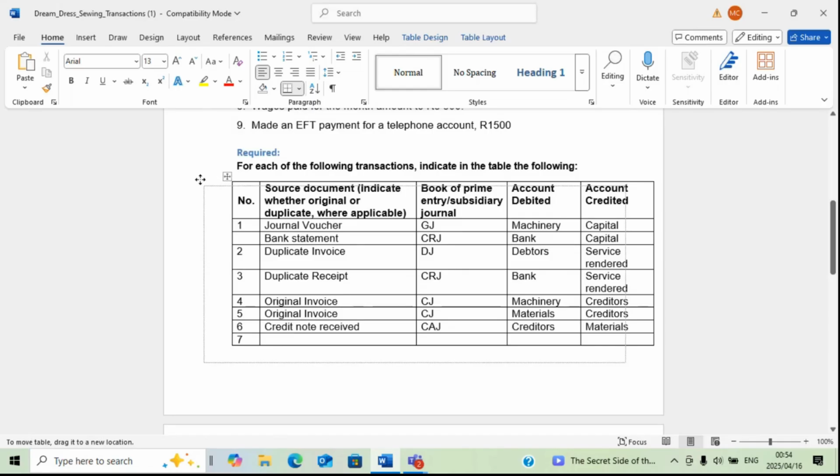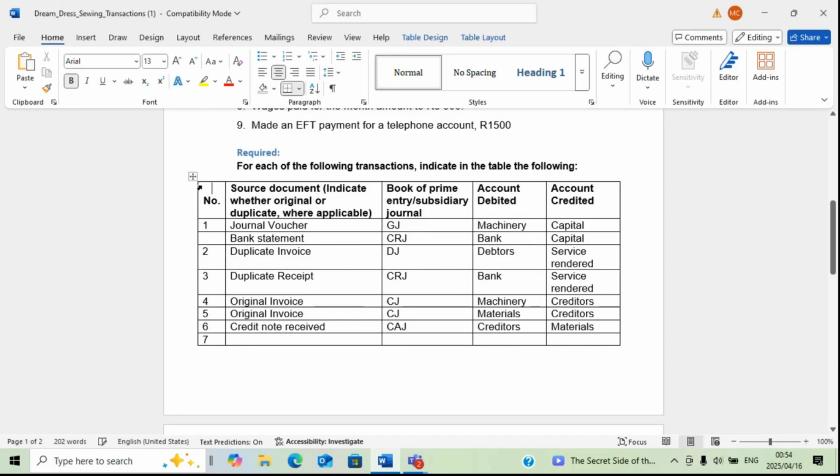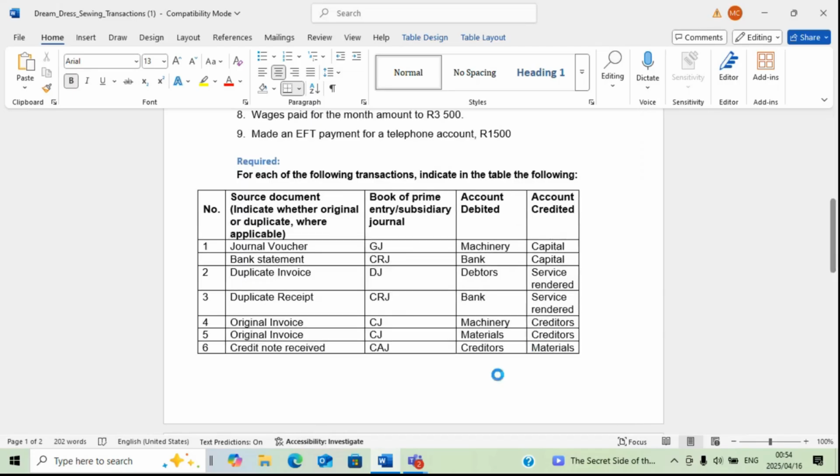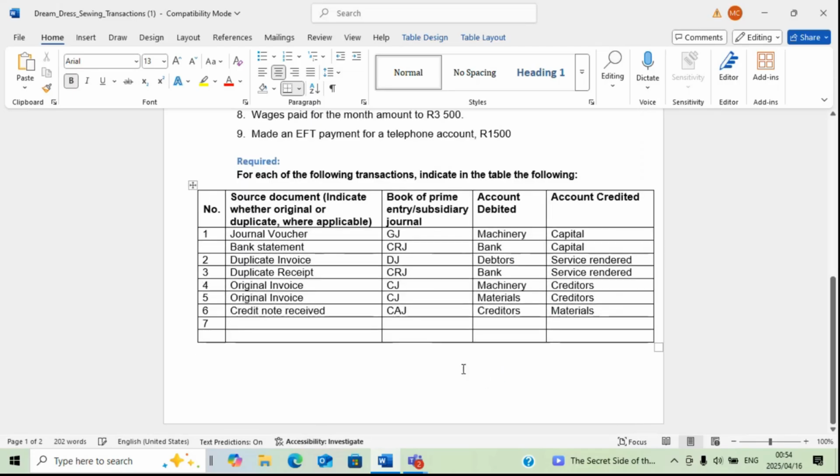I'm just going to go there. Just want to fix this, just to create space here. Okay. And then transaction number 7. Let's just go and record transaction number 7.